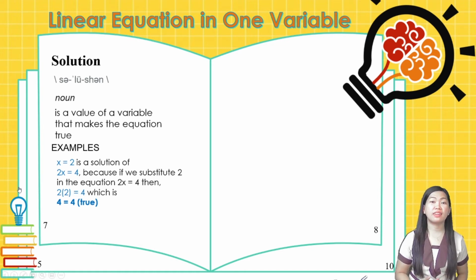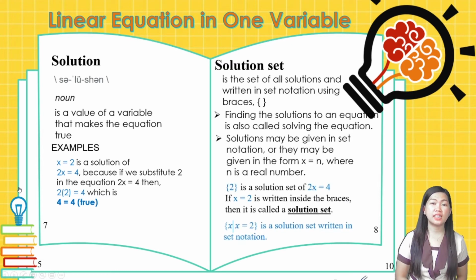The next important term is solution set. So what is really a solution set? Solution set is a set of all solutions and is written in set notation using braces. Finding the solutions to an equation is also called solving the equation. And solutions may be given in set notation, or they may be given in the form of x is equal to n, where n is a real number.